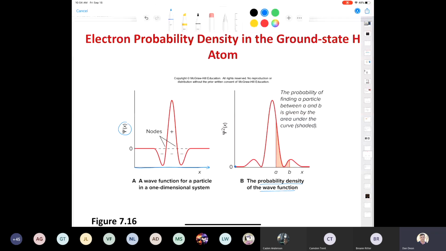So it says here, the probability of finding a particle between A and B is given by the area under the shaded curve. So if we look between these two distances away from the nucleus, you can see that we have regions with higher probability. This is actually the region with the highest probability of finding an electron. And we have regions where there's no probability of finding an electron.